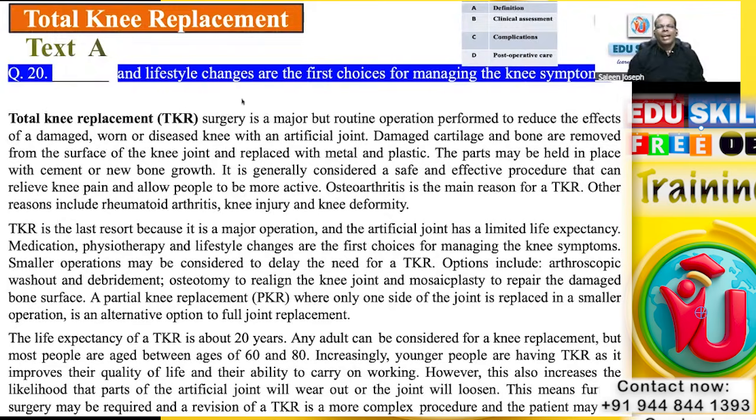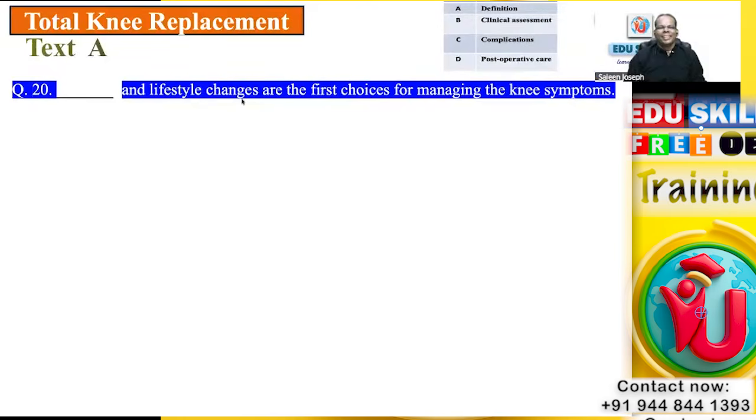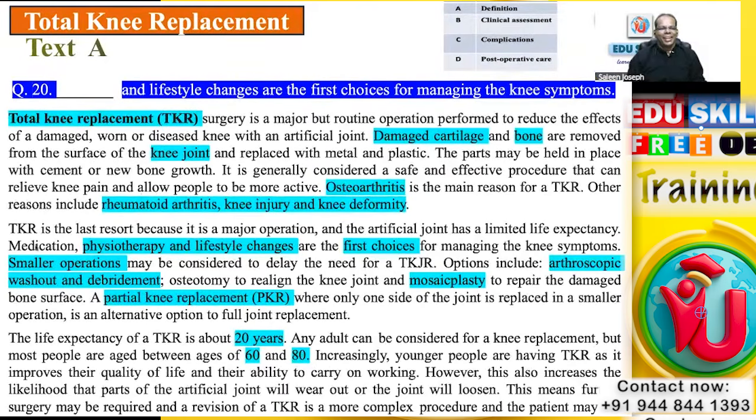Yeah, 20th one. Dash and lifestyle changes are the best. Medication and physiotherapy. Yeah, see, medication, physiotherapy. I left medication to be highlighted. Physiotherapy and lifestyle changes. Medication and physiotherapy is the answer, and lifestyle changes. A list of 3 things. 2 words are the answers. How beautiful, how simple, how beautiful. Provided you have patience and practice, it becomes so easy. You need not go into any steps once you are competent. As you just glance through, you will have all the answers.